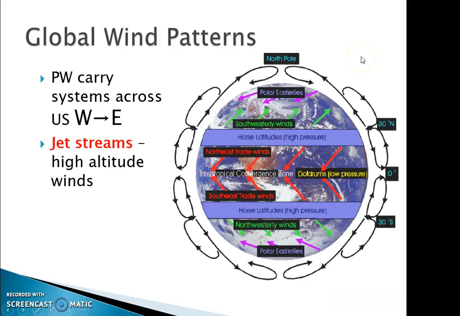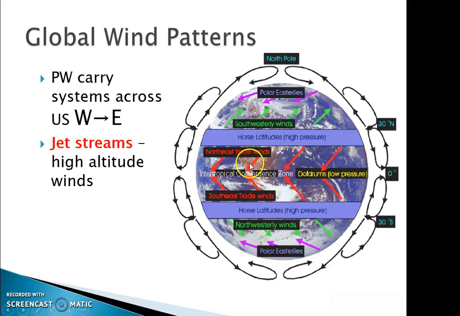Okay, so global wind patterns. This is really important because as sunlight comes into our atmosphere, that heat is moved around the Earth. Okay, so it does so through specific patterns for the most part, and that has to do with the Coriolis effect. They curve based on the movement of the Earth, the rotation of the Earth.